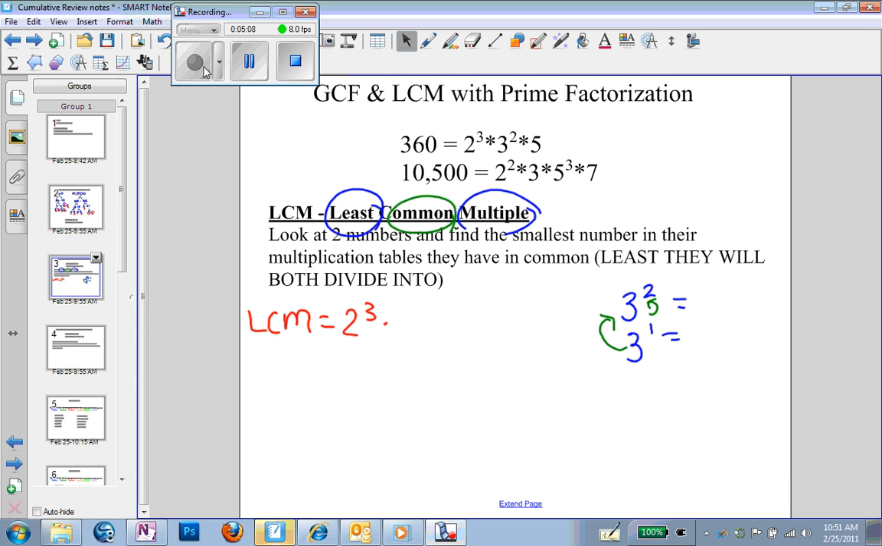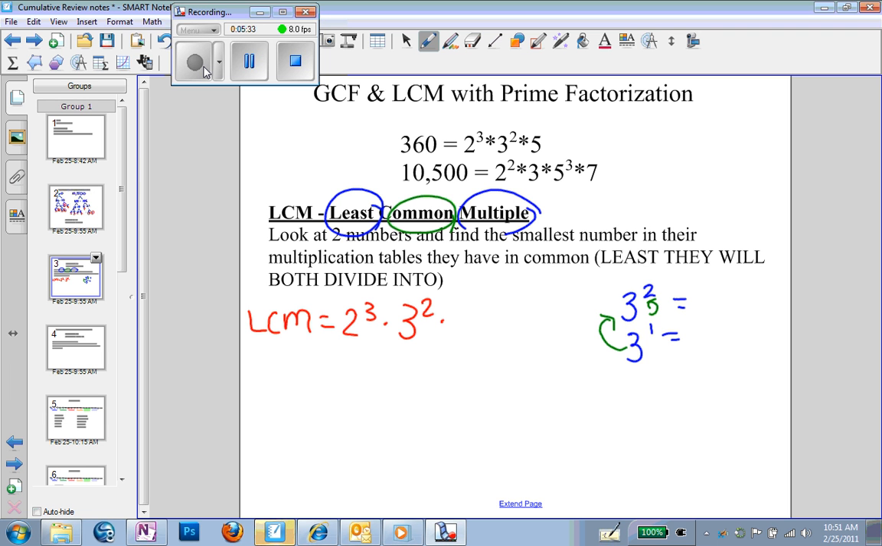3 to the first will go into 3 squared, and 3 squared will go into 3 squared. Now, if I was to think of it the other way around, will 3 squared go into 3 to the first? 3 squared is 9. 9 will not go into 3. Okay? So that won't work. So we have to go with 3 to the first going into 3 squared and 3 squared going into itself. So we're going to end up with 3 squared here.